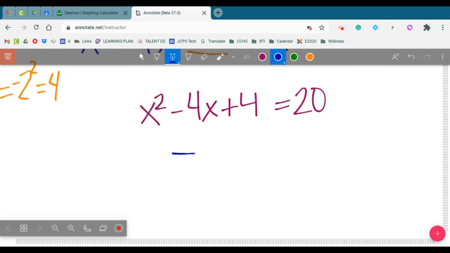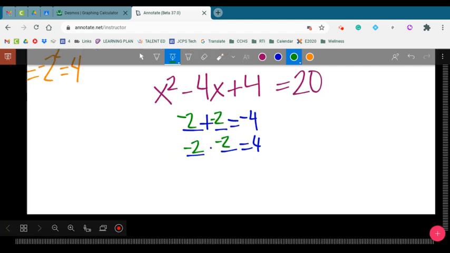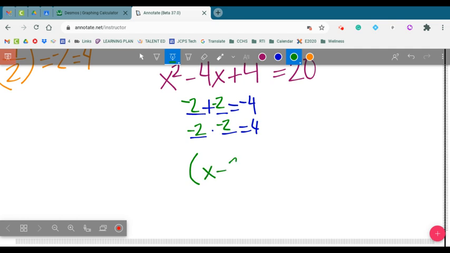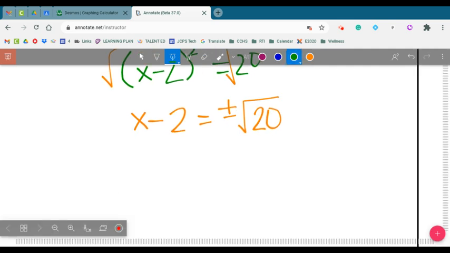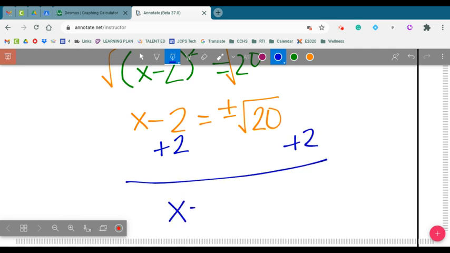Then you factor this. Whenever you factor, you should get negative 2 and negative 2. So those should all be the same with completing the square. Since they're the same, this is where we can do x minus 2 squared equals 20. Then we square root both sides. We get x minus 2 equals plus or minus the square root of 20. Then we add 2. The 2 does not get combined with the 20, and it doesn't go under the radical with the 20. So keep that in mind.